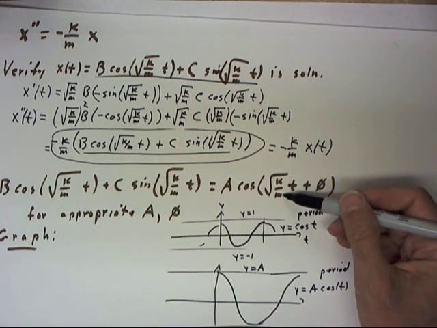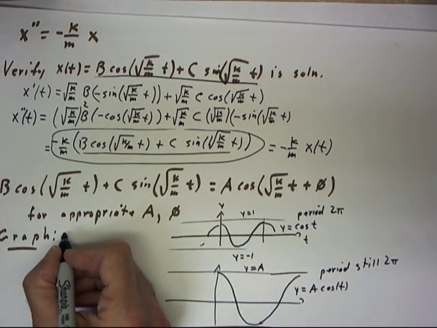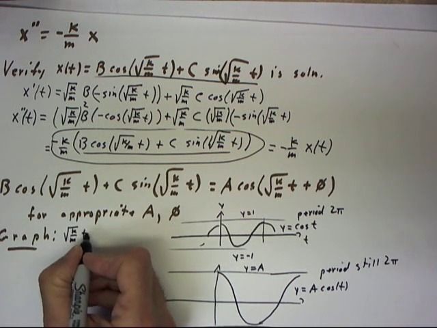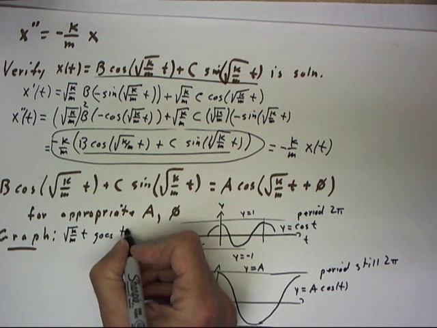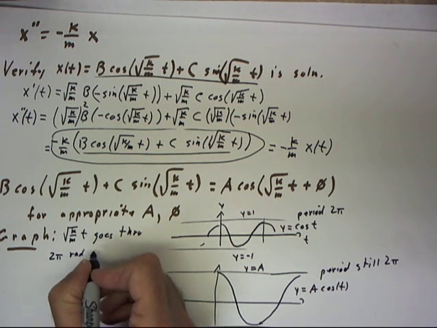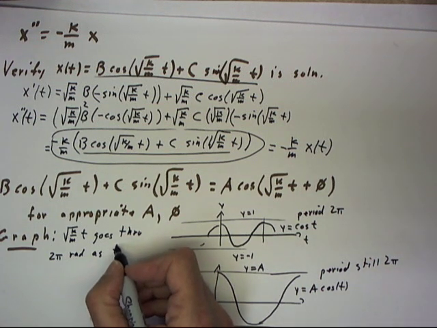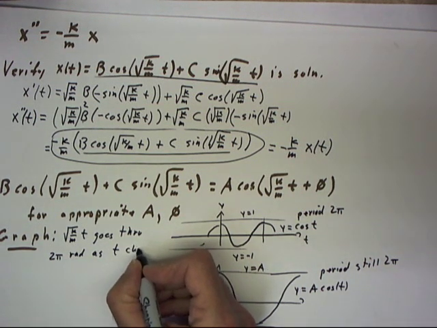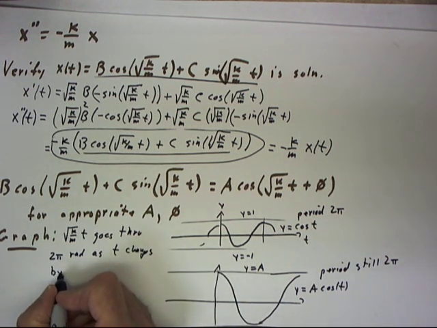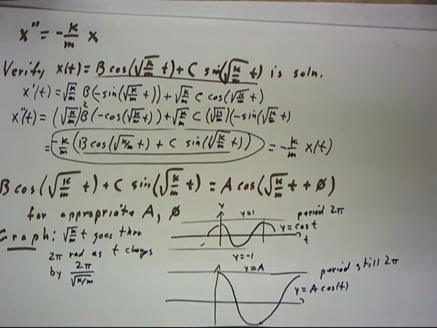The effect of the square root of k over m on the graph of the function. Well, let's see. Square root of k over m times t goes through 2 pi radians as t changes by 2 pi divided by the square root of k over m, so that the cycle of the function doesn't last as long.